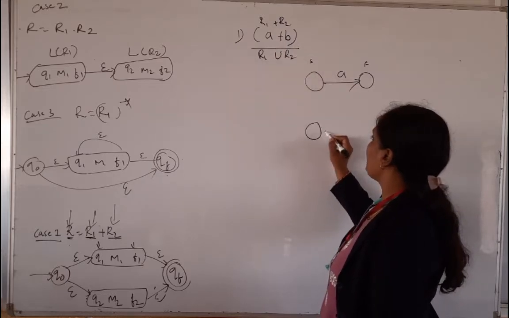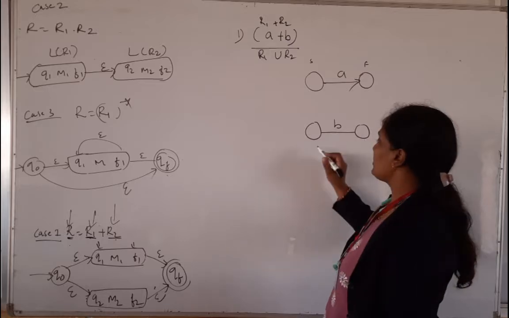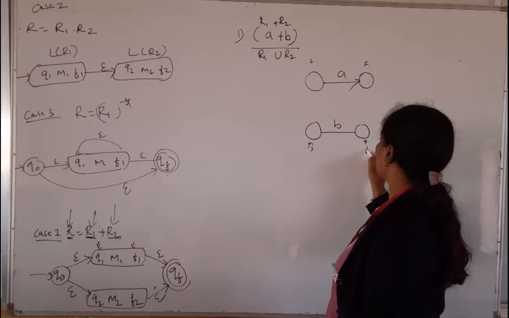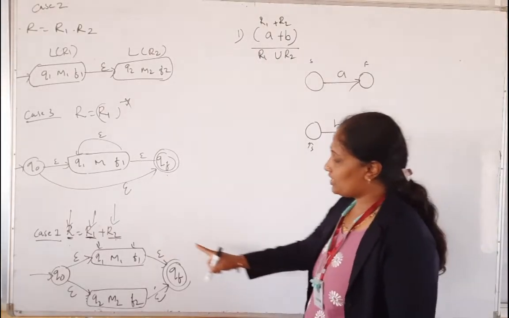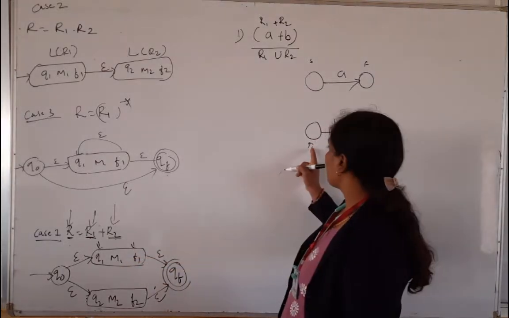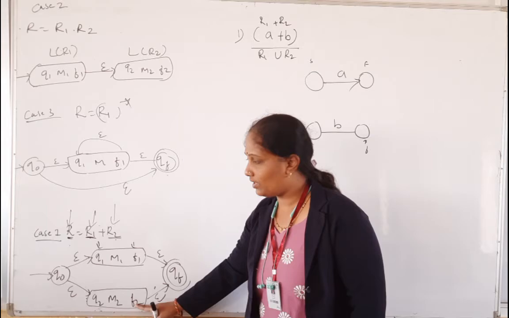Next, we draw the FSM to accept B. So this is my FSM which accepts B. This is the start state of that, and this is the final state. So this part is over. I have drawn the machines to accept R1 and R2, so this and this part are over.